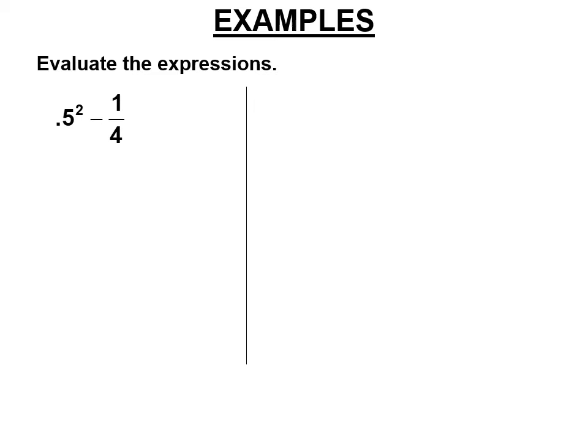0.5 squared. All right, now I didn't say how to put the answer, so you have options. You could do it with fractions or decimals. I'm going to do it with decimals first. So 0.5 times 0.5 is 0.25. 0.5 squared is 0.25. 1/4 is 25 hundredths, also 0.25. This is 0.